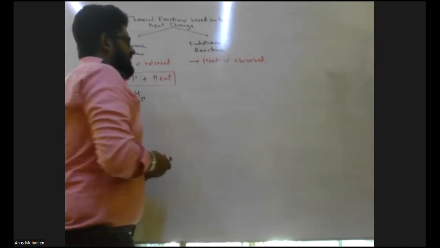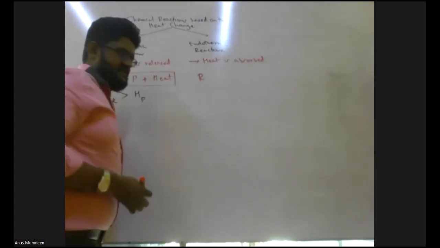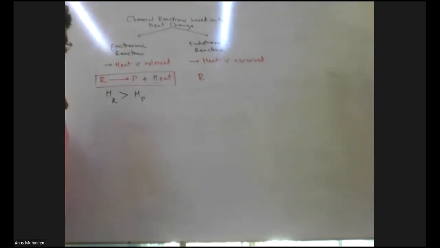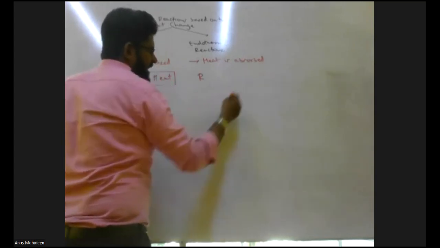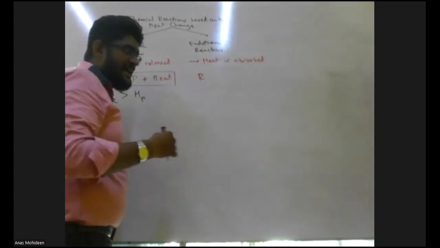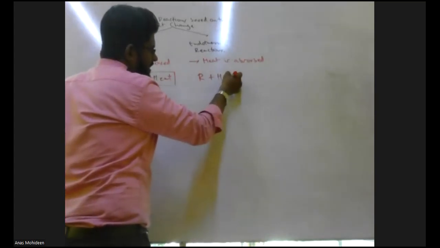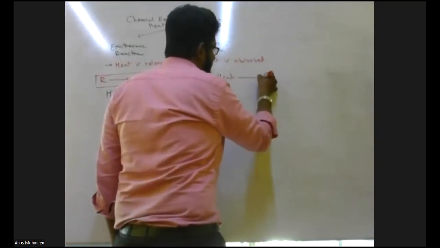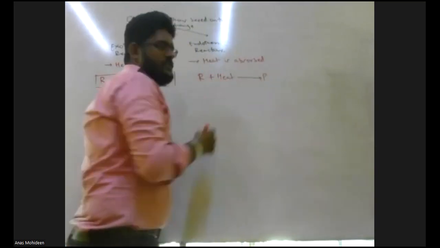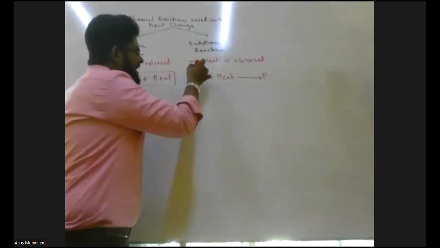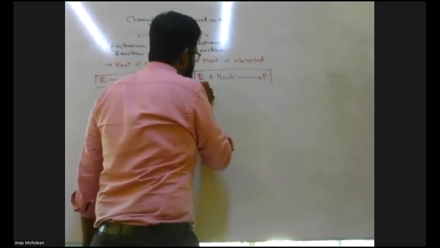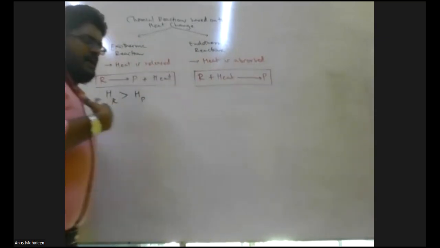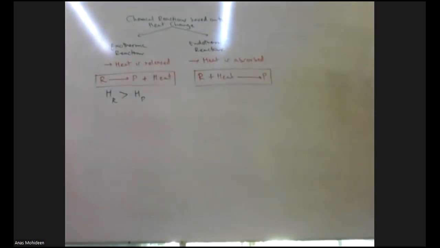What's happening in endothermic? I'm the reactant, the input. I'm going to absorb heat. I have only 800 joules and I'm going to absorb about 200. So 800 plus 200, I become the product of 1000 joules. In this case, the energy I obtain is increasing.